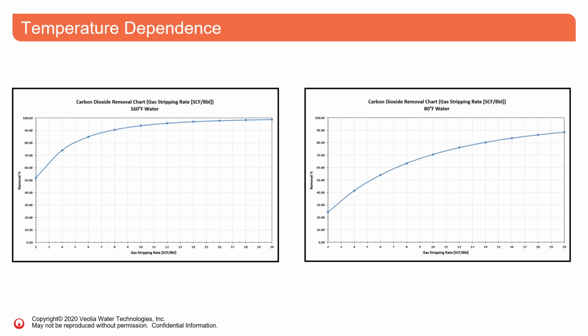This, along with the stripping gas flow rate, can be used to figure out how you can achieve the required removal percent. For example, if you want to heat up your water and use less gas, then you can do that. Or if your water is cold and you're able to use more gas, you're able to get the required removal efficiencies.